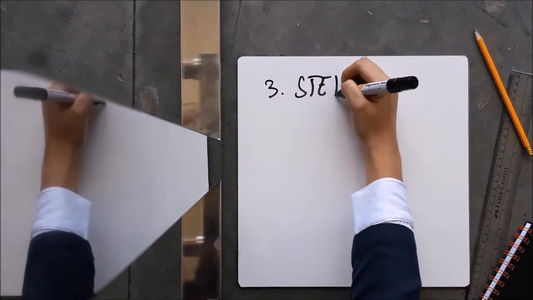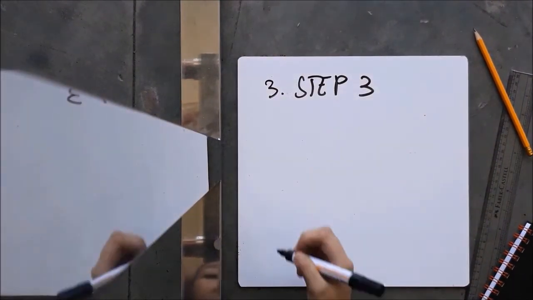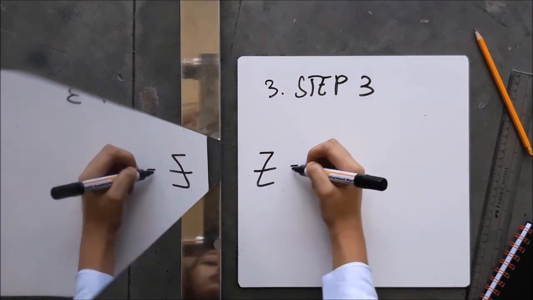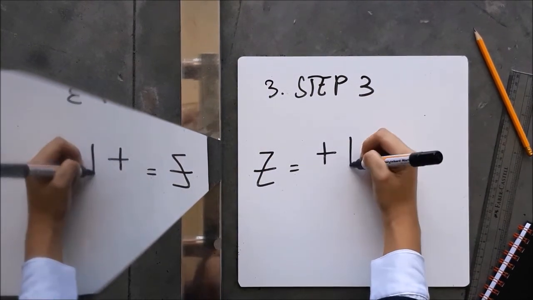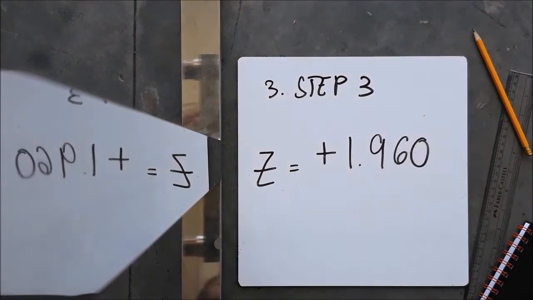Step 3, the critical z-value. Since our problem is a one-tailed test, we will only have one critical z-value unlike a two-tailed test. Since the problem is asking if a proportion is greater than another proportion, our critical z-value will be positive. Using your t-table, locate the alpha 0.05 in the one-tailed part and you will get positive 1.960.